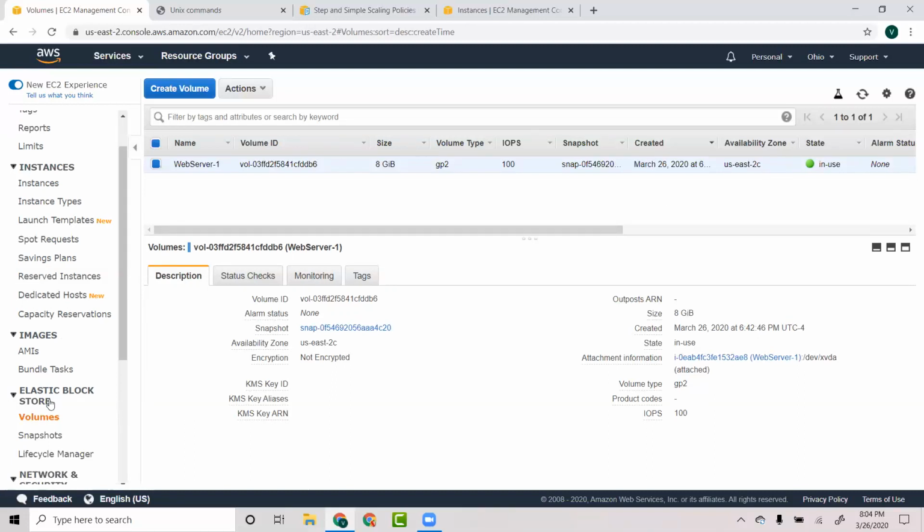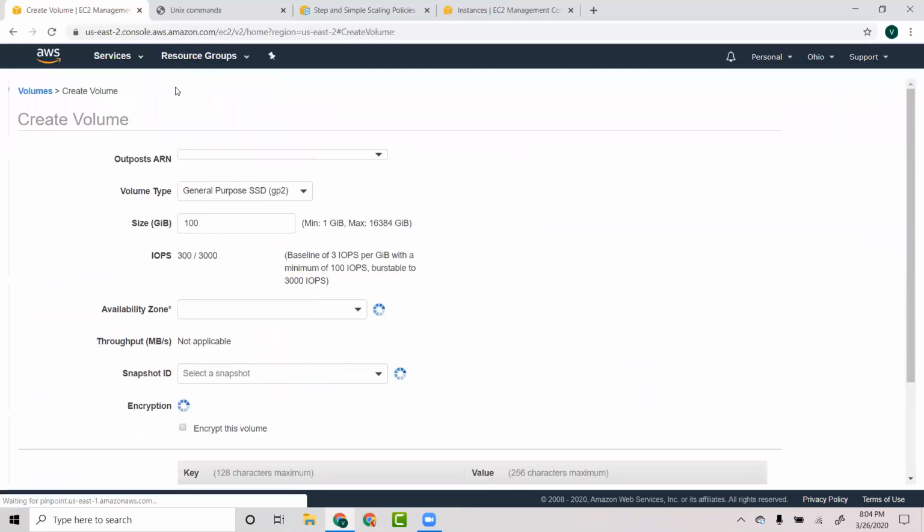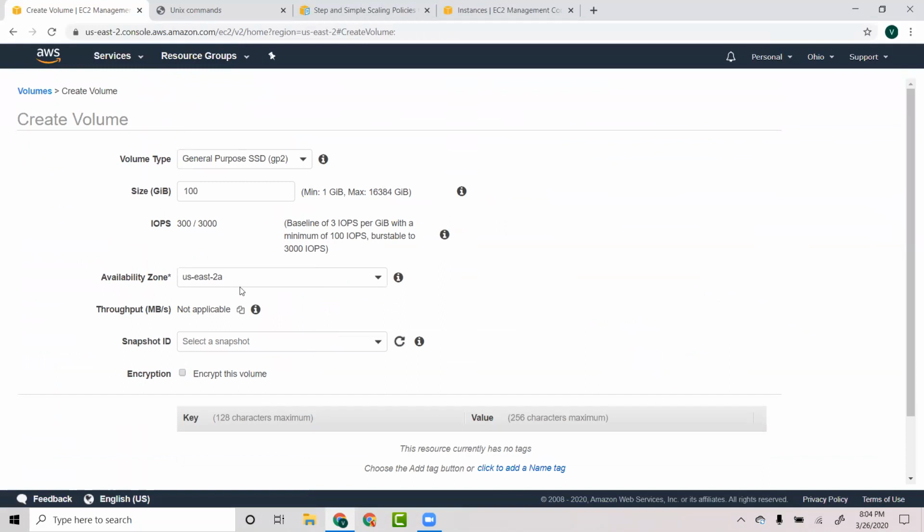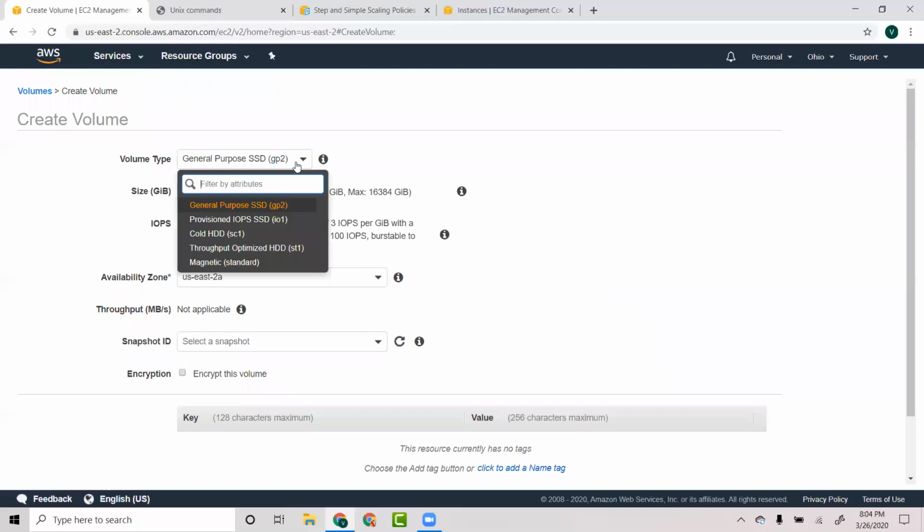So if I have a volume in US East 2A, let's say I create a volume here in US East 2A. It's a general purpose SSD, guys. Volume types are general purpose SSD GP2 or provisioned IOPS. Provisioned IOPS means super high read write into the database. This is good for high performing databases, etc.